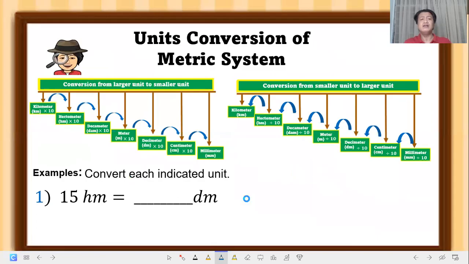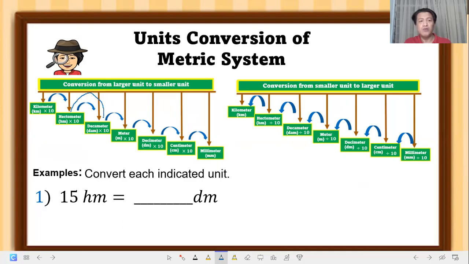Okay, so with that, let's apply units of conversion of metric system. Ang skills na kailangan natin ma-master dito ay kung paano ma-identify kung liliit ba yung unit or lalaki. Okay, since ang given natin number 1, 15 hectometer, i-convert natin sa decimeter. Tignan natin yung arrow. 15 hectometer, di ba ito yon? Papunta ka sa decimeter. Ibig sabihin yan, bababa yung unit mo or liliit.